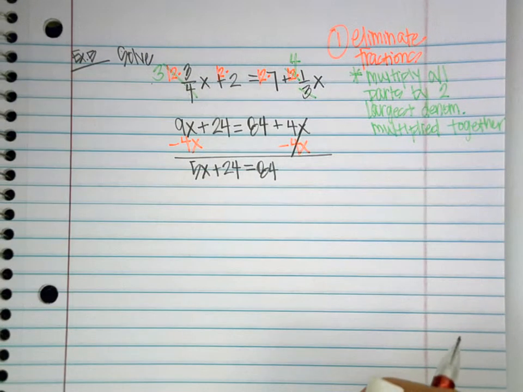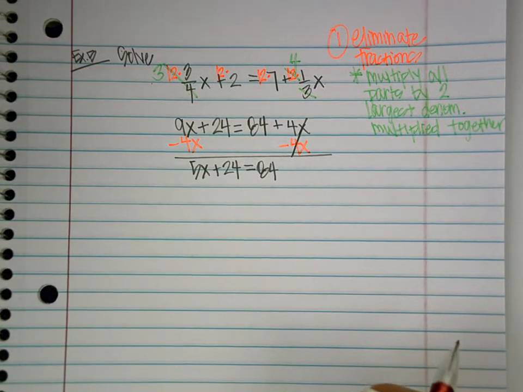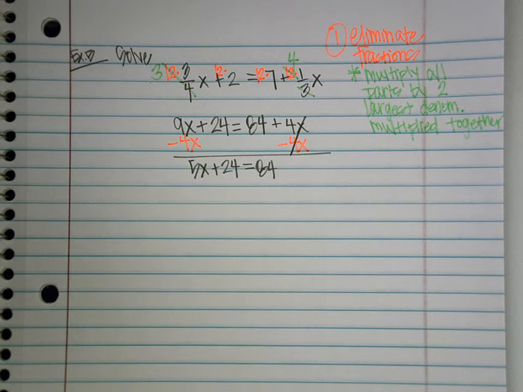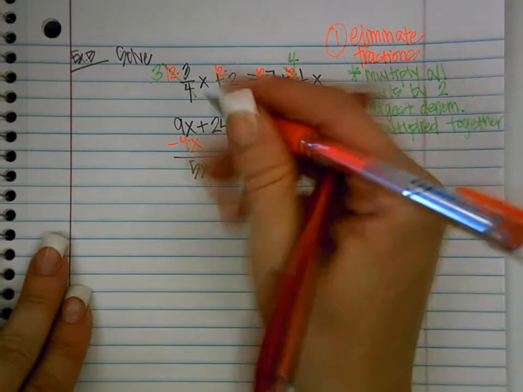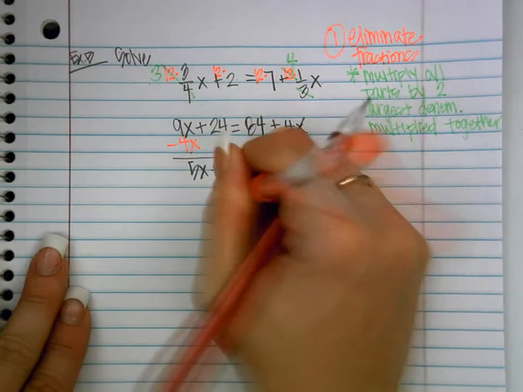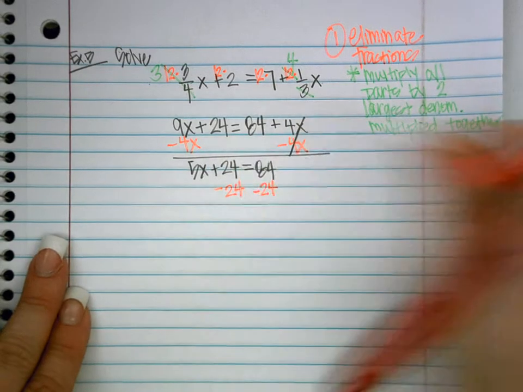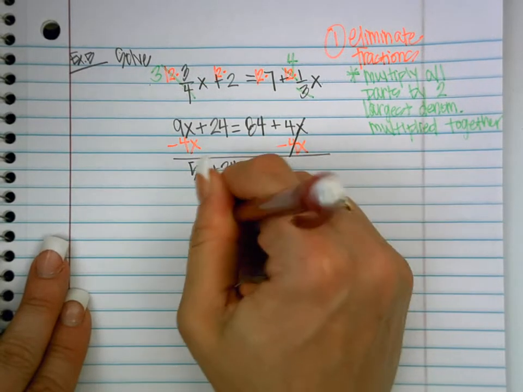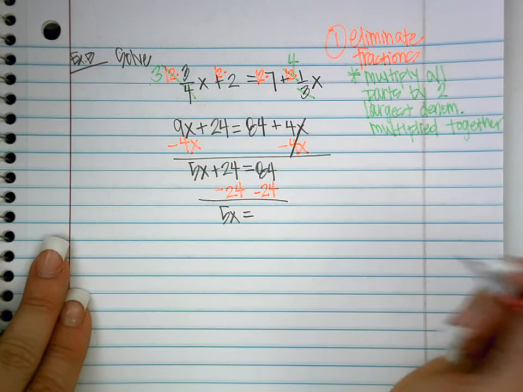What next? Then move the 24, exactly. So we want to move the 24. So move 24, that leaves you 5x equals what? 60.